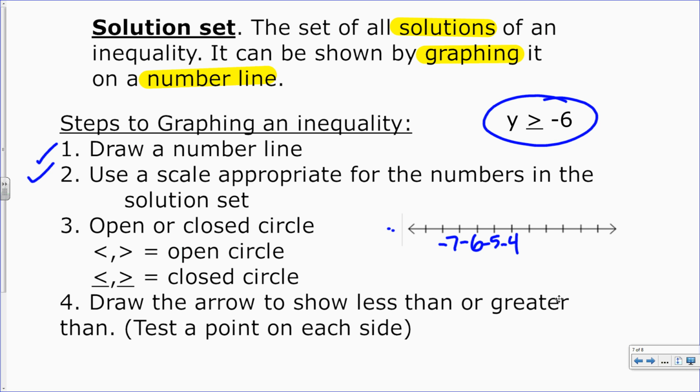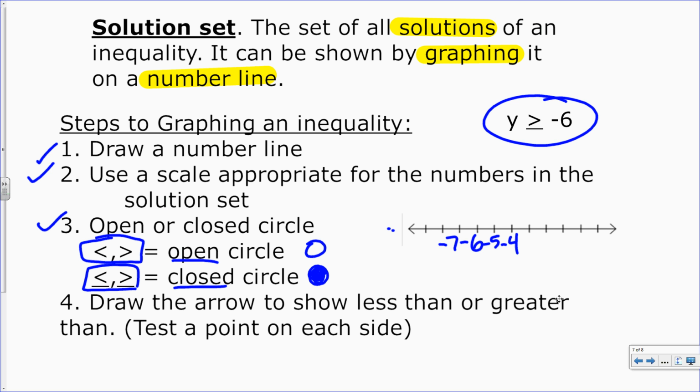Step number 3 is important. We need to now decide if we're going to have an open or closed circle. So if the graph is open, it means you're using just a less than sign or a greater than sign, and you would have an open circle because it cannot actually equal that point. It just gets really close to it, so we don't shade it in. If it has a line underneath it, less than or equal to or greater than or equal to, you're going to have a closed circle because it actually can equal that point.